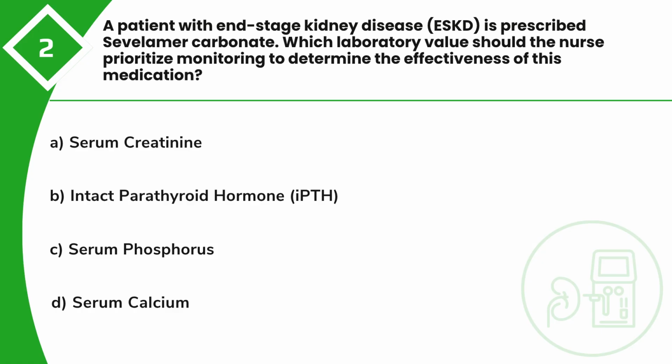Question 2. A patient with end-stage kidney disease, ESKD, is prescribed sevelamer carbonate. Which laboratory value should the nurse prioritize monitoring to determine the effectiveness of this medication? A. Serum creatinine. B. Intact parathyroid hormone, iPTH. C. Serum phosphorus. D. Serum calcium.